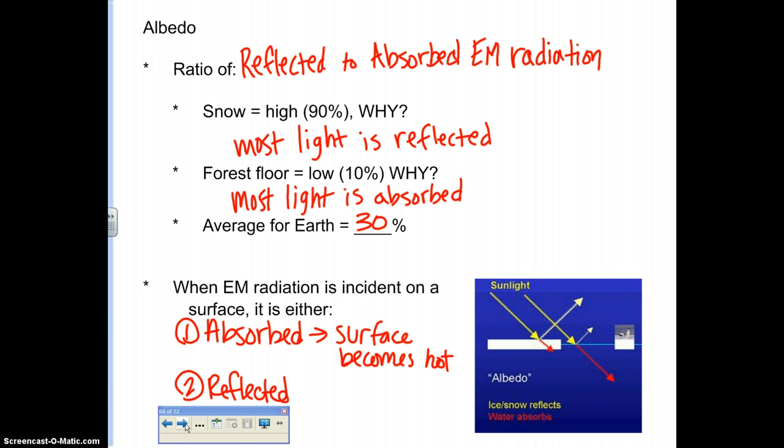When electromagnetic radiation is incident on a surface, meaning the incoming angle is the incident angle, it is either absorbed or reflected. If it is absorbed, then that surface becomes hot. If it is reflected, that surface stays colder, hence why the snow doesn't melt immediately. There on the right-hand side, we have a slide that shows you the reflecting of light and the absorption of light, thus talking about albedo.